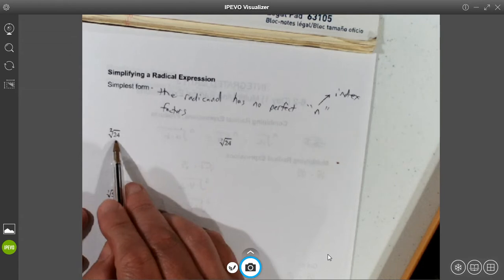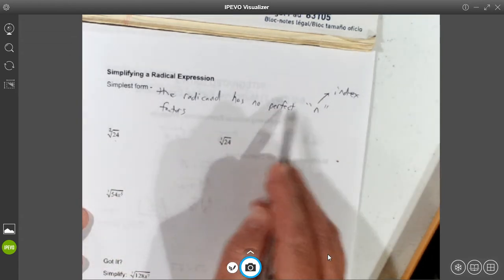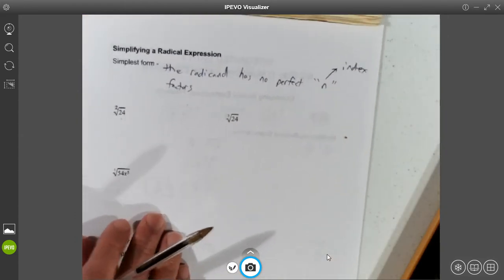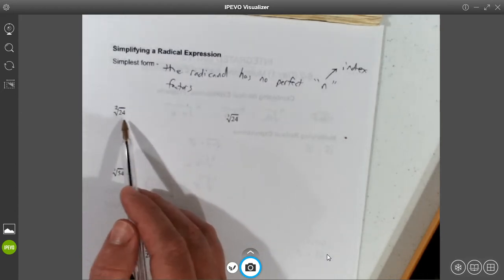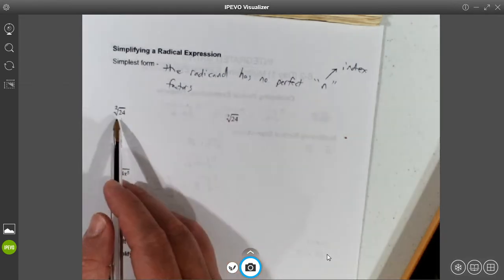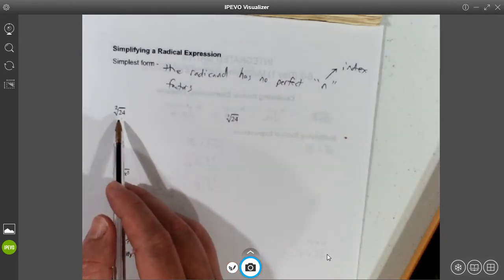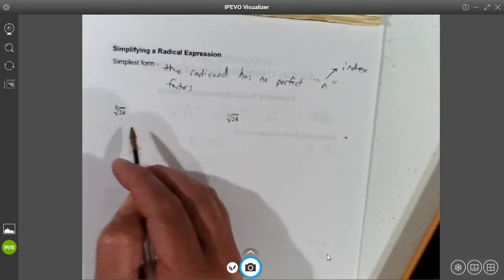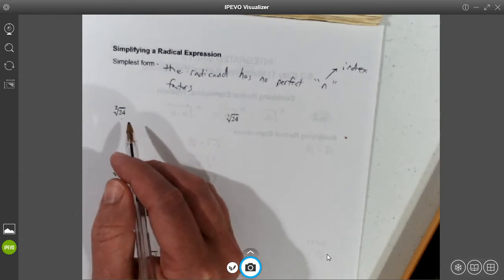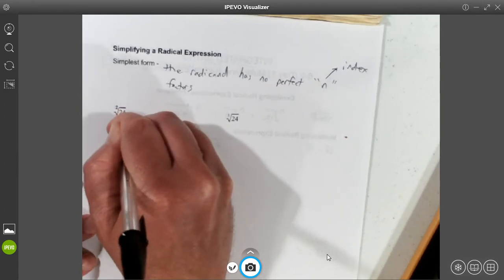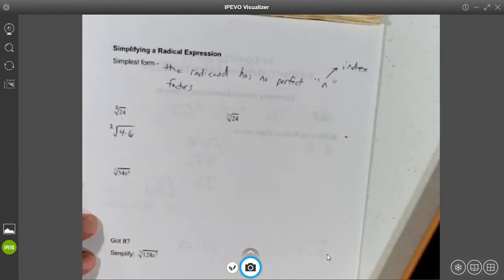Looking at the radicand, does 24 have any perfect square factors? Are there any factors of 24 that are perfect squares? 24 has a lot of factors. 8 and 3 are factors of 24, but neither one of those are perfect squares. 12 and 2 are factors of 24, but neither one of those are perfect squares. But 4 is. 4 is a factor of 24, and it's also a perfect square. So I can write that as the square root of 4 times 6.